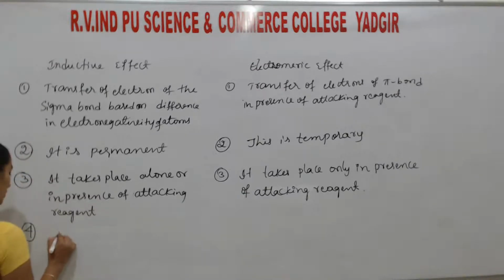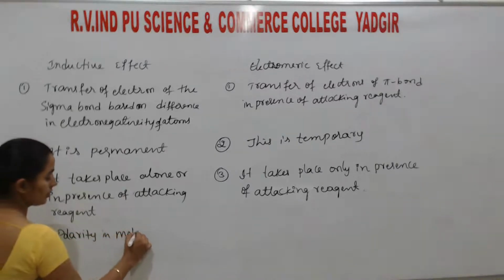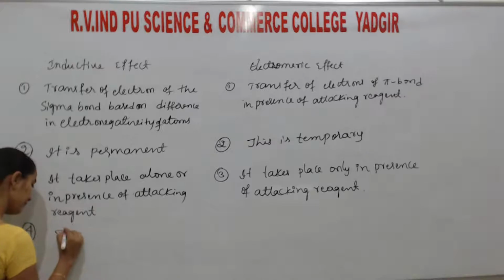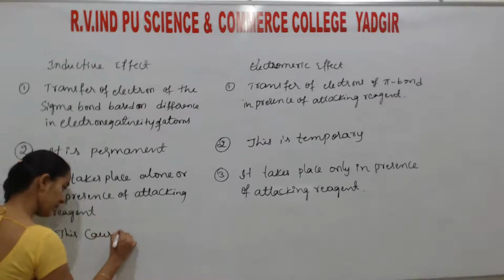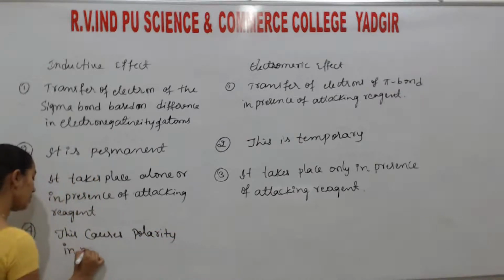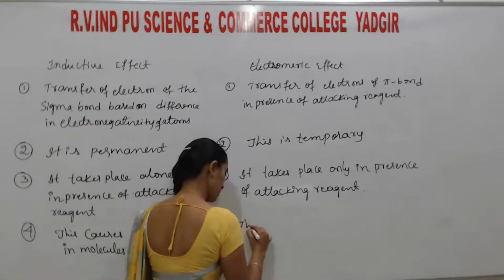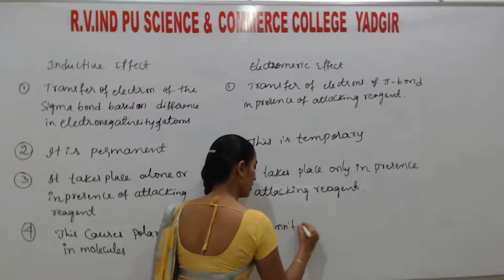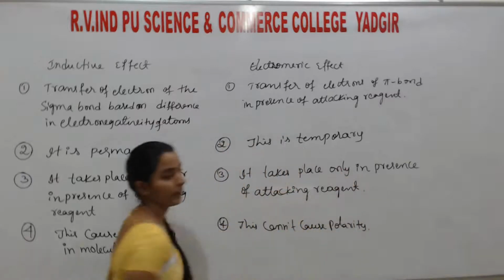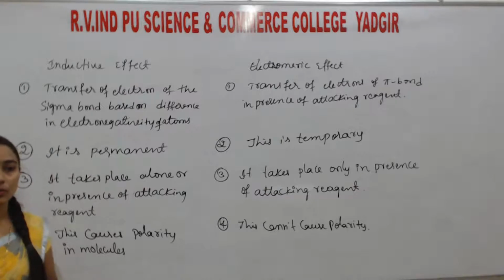Okay, so this one causes polarity in molecules. I will write that it exhibits or causes polarity in molecules. This one cannot form or cannot cause polarity. So this is the difference between the inductive effect and the electromeric effect.